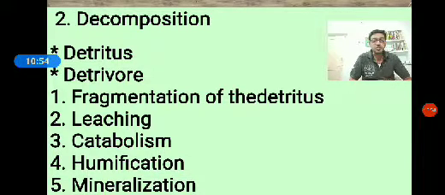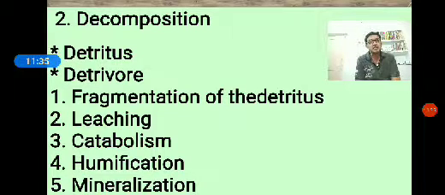When we come to the last step, the fifth one, mineralization. The process in which the mineral nutrients are released from the humus by the action of microbes is called mineralization. So in mineralization, what happens? The humus is further degraded by some microbes and releases the inorganic nutrients. In this way, the whole decomposition process occurs.